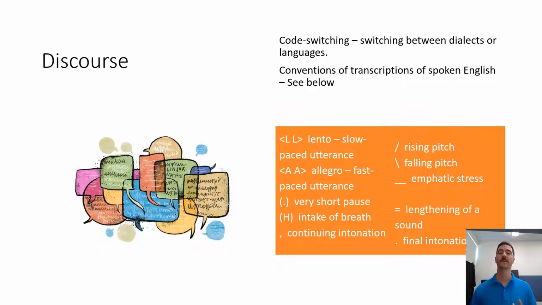All right, discourse, pretty straightforward. Code switching: switching between dialects or languages. So you might think of your idiolect, your sociolect, and your ethnolect. For example, if you go home to your third generation Vietnamese household, you'll be more influenced by your ethnolect. So you might be speaking with more of an accent or using different syntactic patterns, those sort of things.